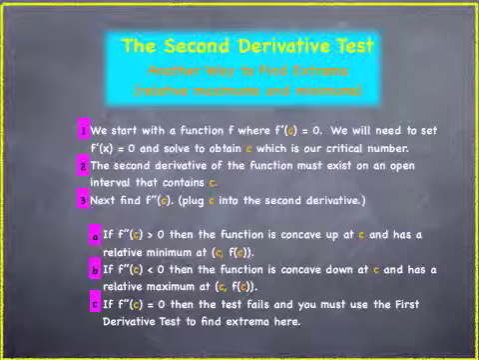In step two, the second derivative of the function must exist on an open interval containing our critical number. So obviously if we can't take the second derivative of our function, or it does not exist, then we cannot apply this particular test.